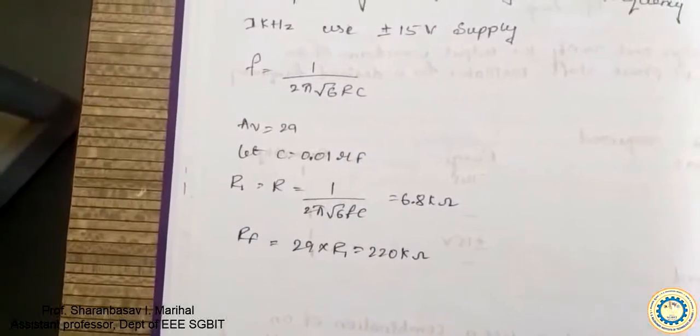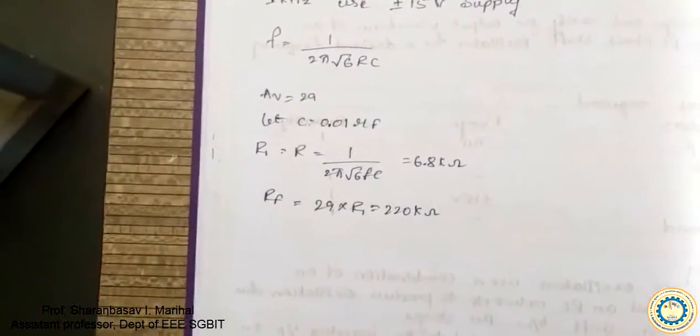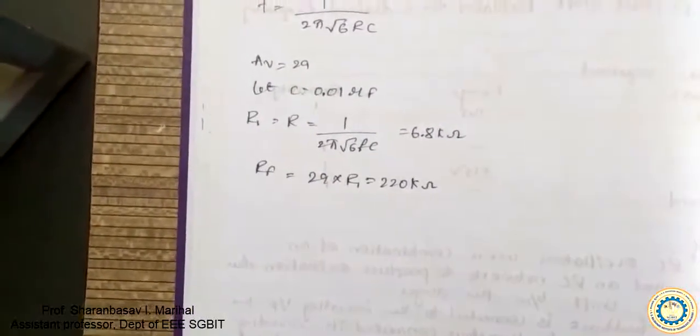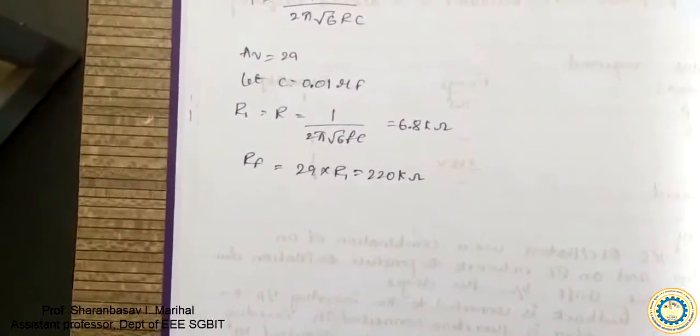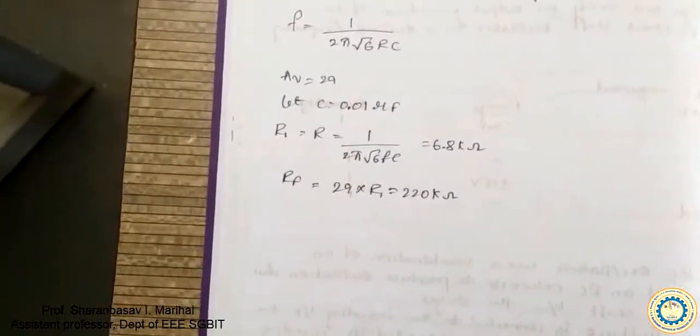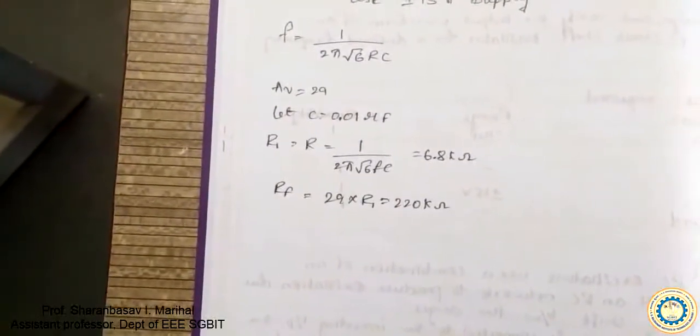And once we get the value of R, then we can find out RF as 29 into R or R1, which will be equal to 220 kilo ohm. Using these values, now we will rig up the circuit and we'll try to get the output.